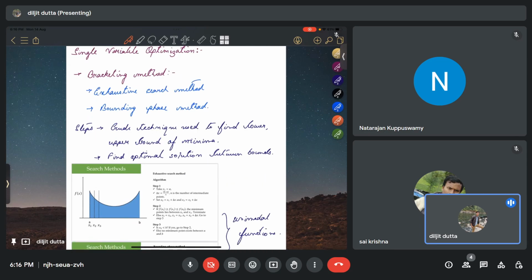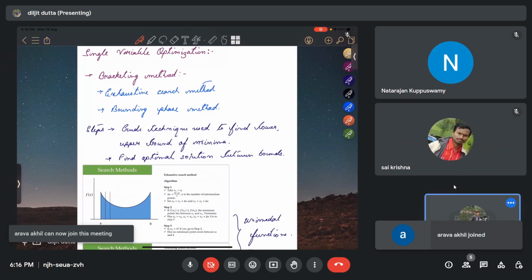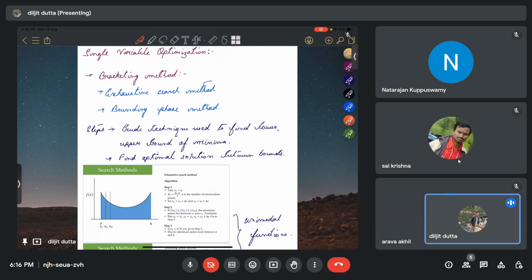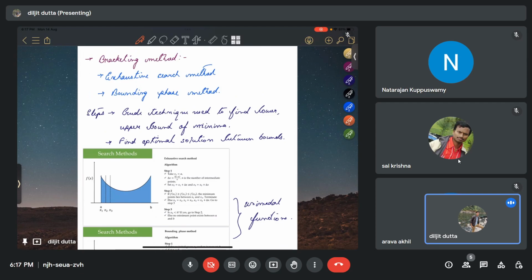So the first method of solving single value optimization is the bracketing method. This is one of the very crude methods. It takes a lot of time, and for every iteration, you have to do two function evaluations. Why do we call it a bracketing method? Because we are trying to get a region where the optima will be available. So we'll try to narrow down the region from a wide region, step by step. The first method is the exhaustive search method, and the second is the bounding phase method.